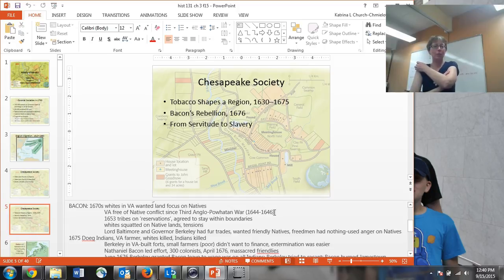So Governor Berkeley was in Virginia at the time of Bacon's Rebellion. And so he had fur traders, and he wanted friendly natives because he was fur trading, and who supplied the furs? The natives, right? The freedmen really had very little. If you had a pot and a shelter and some rags to sleep on the ground, you were doing pretty well, right? Okay. And so if you see a difference in your situation, what often happens?